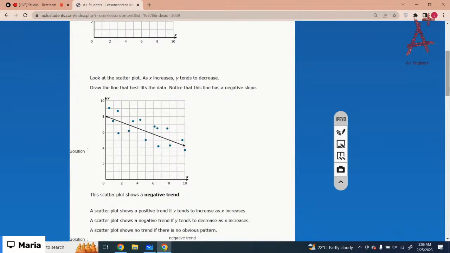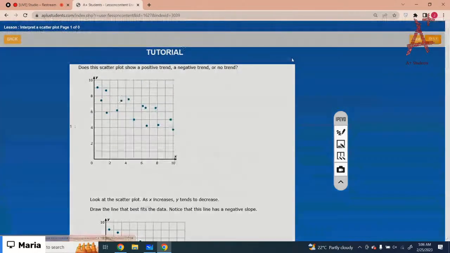Got it? So for this one, you can see the values. As x values are increasing, y values are decreasing. Like when x is 1, y is around 10. When x is 10, y is around 4. So as x values are increasing, y values are decreasing. That means this is the negative trend. Got it? Let's just start with the practice questions.